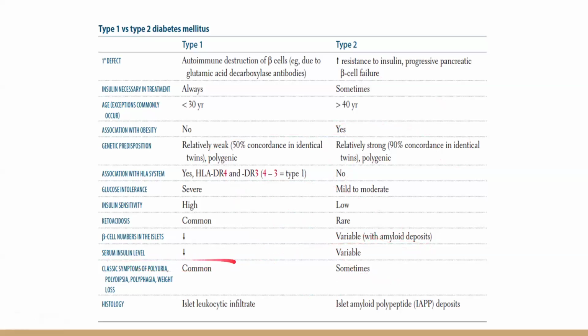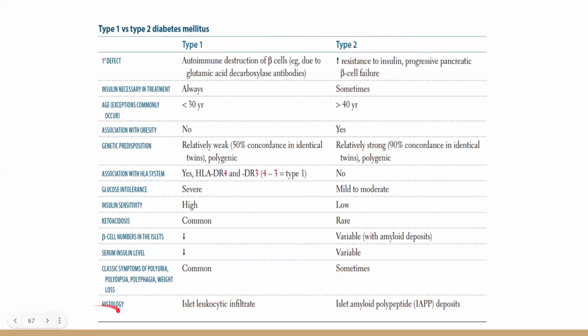Serum insulin levels are very low because, again, it's not producing it. Here, variable again. It could be pretty high because of hyperinsulinemia, but there's still no sensitivity. Classic symptoms are polyuria, polydipsia, polyphagia, weight loss. Again, polyuria, wants to urinate more. Polydipsia, thirsty. Polyphagia related to satiety. And weight loss because of lipolysis. So because of lipolysis, this is common in type 1. In type 2, we said not enough lipolysis, so sometimes, okay?